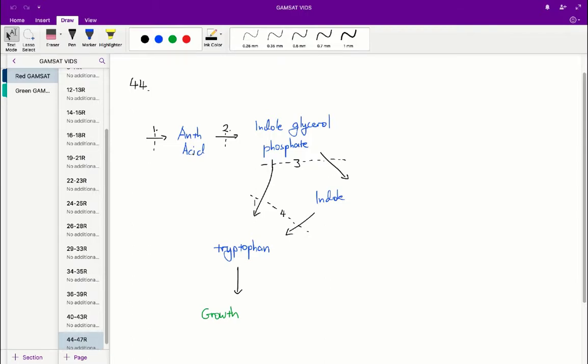Questions 44 to 47 in the ACER red paper. Question 44: According to table 1 and figure 1, indole would most likely build up in cells of. To answer a question like this, you have to really understand what's going on in the diagram.